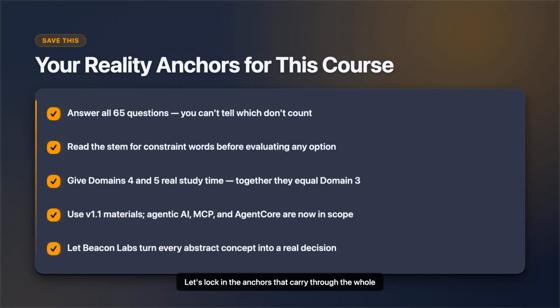Let's lock in the anchors that carry through the whole course. First, answer all 65 scenarios because you can't tell which ones don't count. Second, read the stem for constraint words before you evaluate any option. That habit alone eliminates the nearest distractor. Third, give domains 4 and 5 real study time, since together they weigh as much as the heaviest single domain. Fourth, make sure your materials cover version 1.1 because agentic AI, MCP, and AgentCore are now in scope. And finally, let Beacon Labs turn every abstract concept into a real decision.